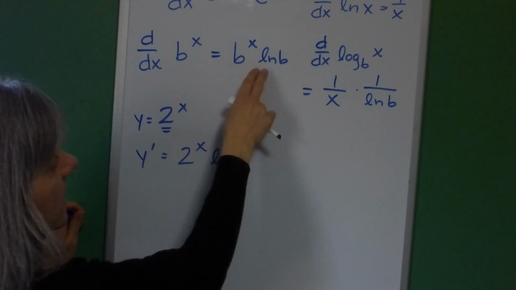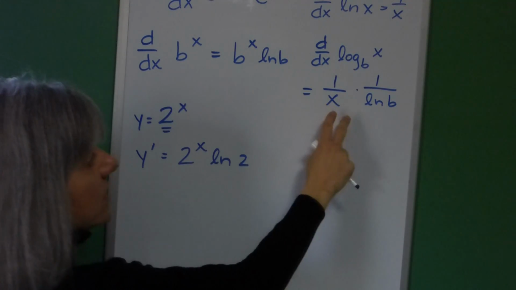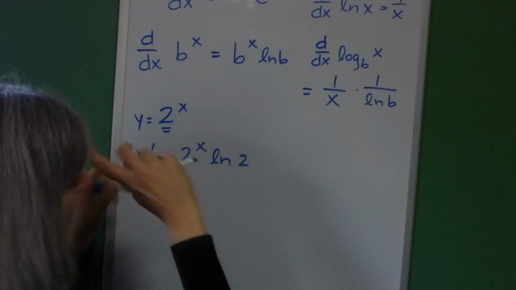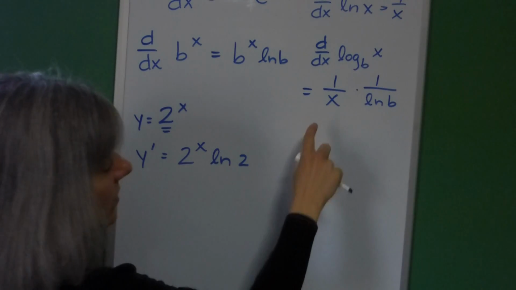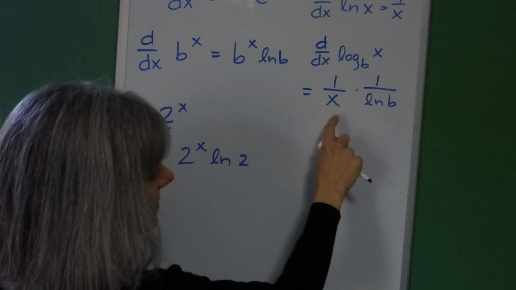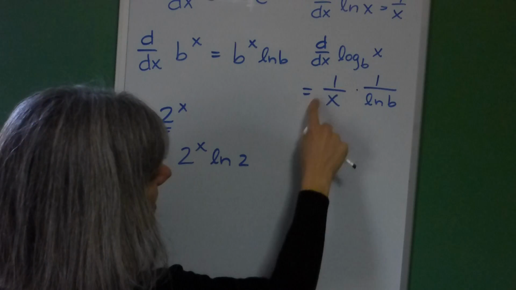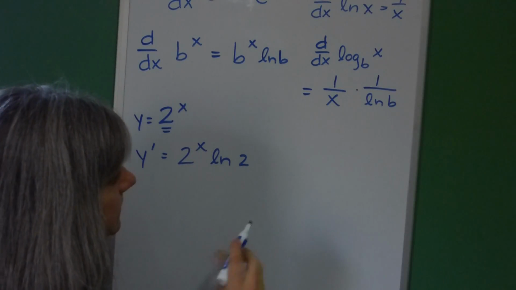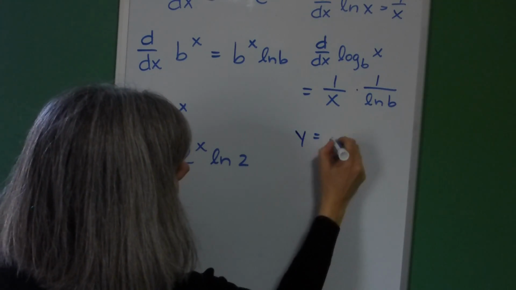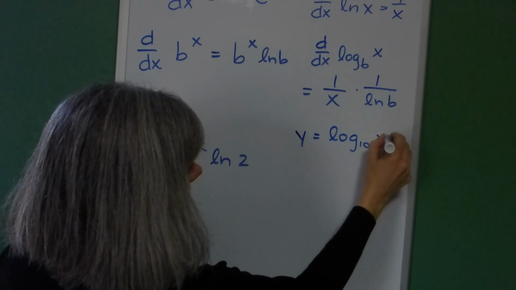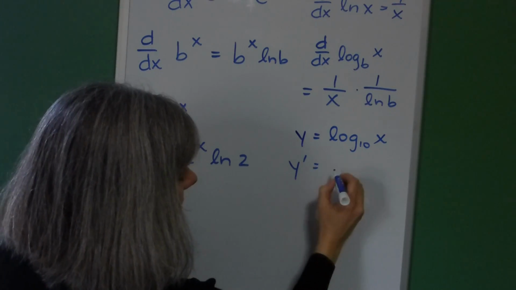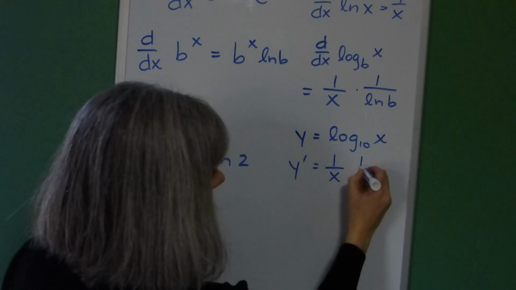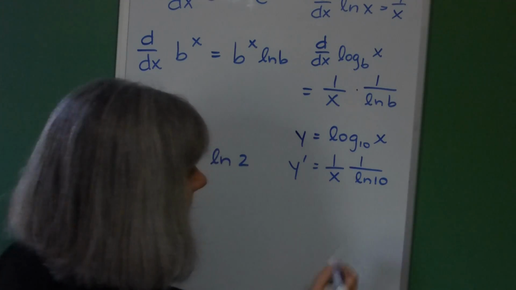So for b to the x, the correction factor is in the numerator. For log base b of x, the correction factor is in the denominator. And you can just memorize that. The way that I think of it, to try to remember it, is that because the variable's in the denominator, the correction factor is in the denominator. So if I had y equals log base 10 of x, then y prime would be equal to 1 over x, the derivative of a log is 1 over x, times its correction factor, 1 over ln 10.